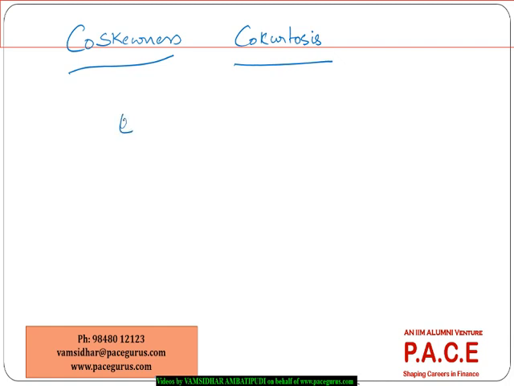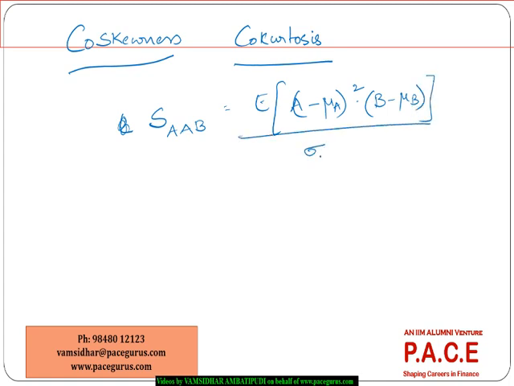Let's say I'm talking about the skewness between A, B, which comes out as the expected value of A minus mu of A squared times B minus mu of B, divided by sigma A squared times sigma B. So this is one definition of the co-skewness.